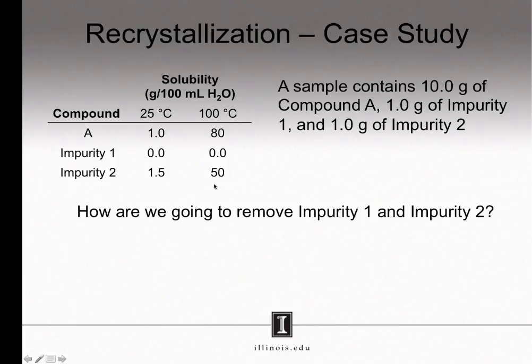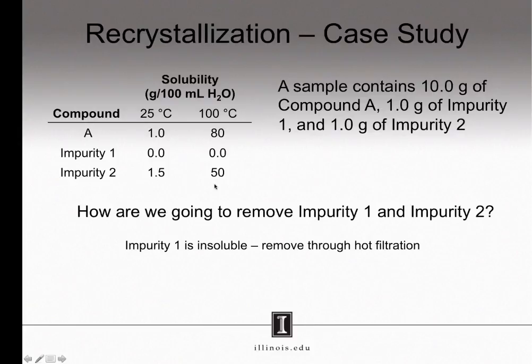That tells me that impurity 2 is a soluble impurity. So, how are we going to separate impurities 1 and 2 from A? Well, we know impurity 1 is an insoluble impurity. Therefore, we can remove that through a hot filtration. If we take our sample, dissolve as much as we can in hot solvent, impurity 1 will remain a solid, and we can remove that through a hot filtration.